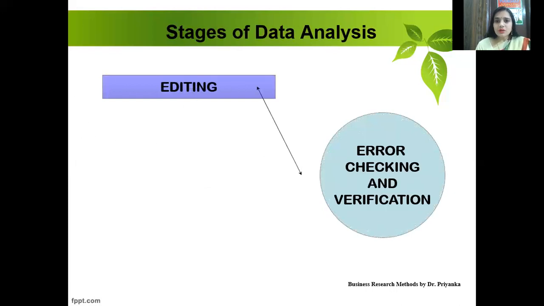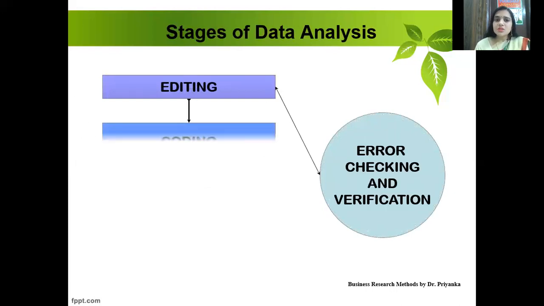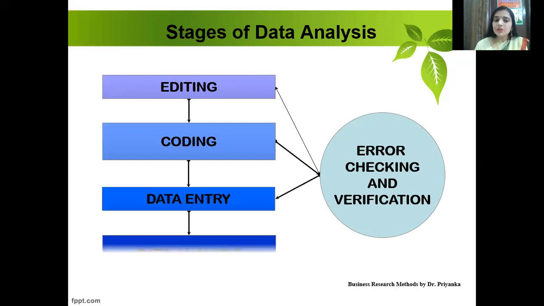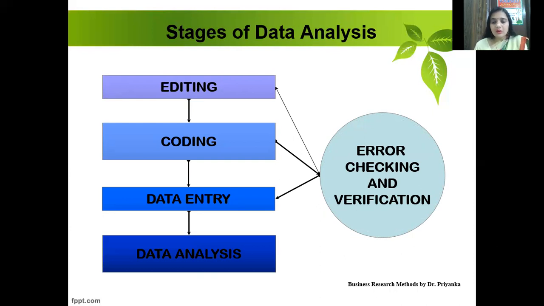Like I mentioned, errors in stages of data collection: number 1, editing, then coding, then data entry, and then data analysis. And error checking and verification would go along with all the steps. Like at the time of editing also, you'll be checking the errors and you'll be verifying them properly. At the time of coding also, you do the same thing. At the time of data entry also, you do the same thing. Then only you get the maximum accurate data possible when you do error checking in all these steps.